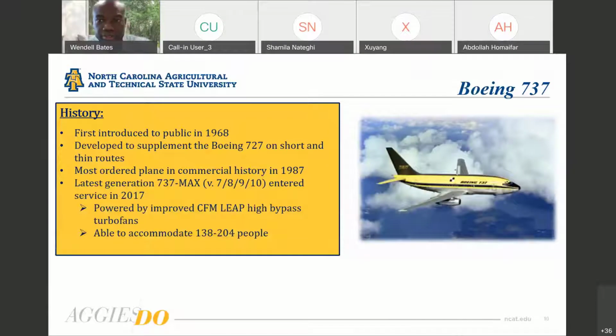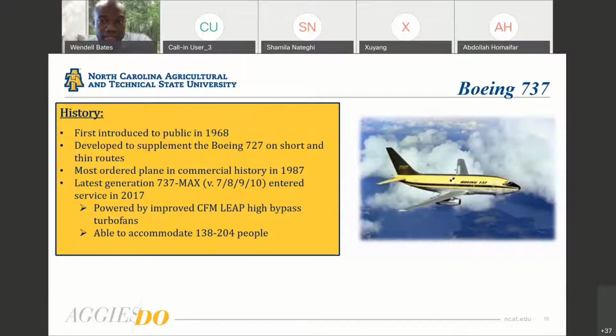A bit of history about the Boeing 737. It was first introduced to the public in 1968. It was developed to supplement the Boeing 727 on shorter routes. It's the most ordered plane in commercial history in 1987, and the latest generation, one of which we'll be discussing today, is the 737 MAX 7 through 10, which entered service in 2017.